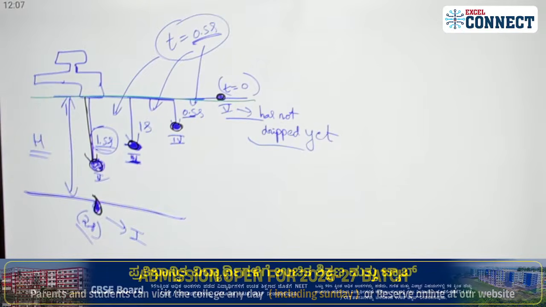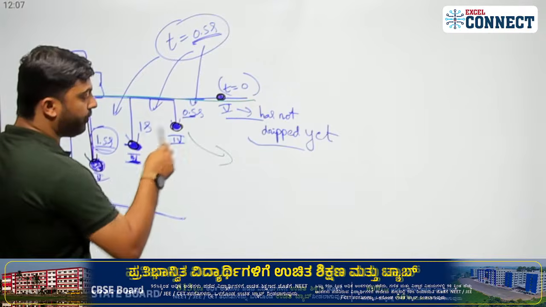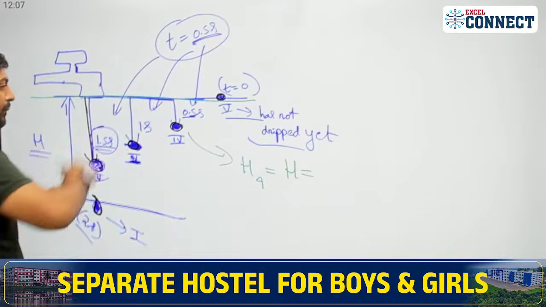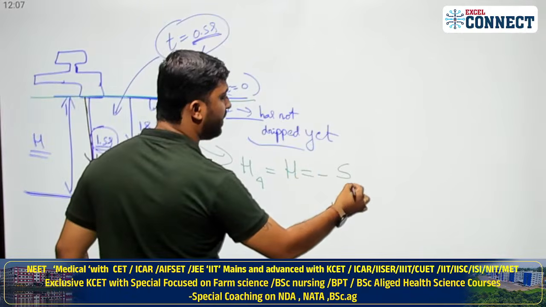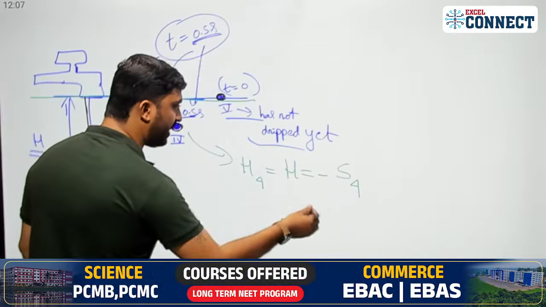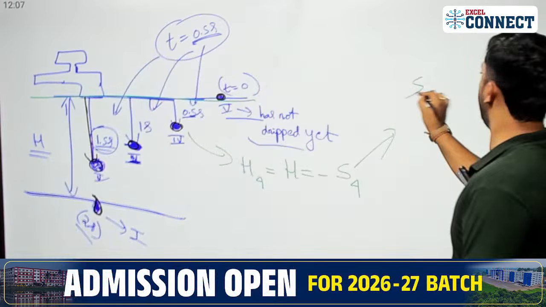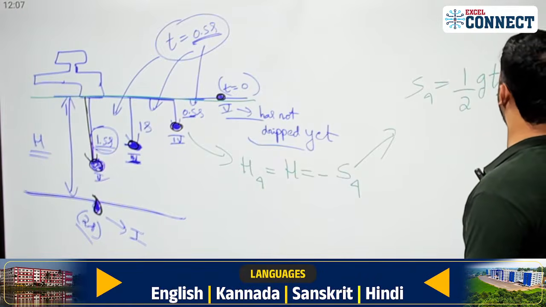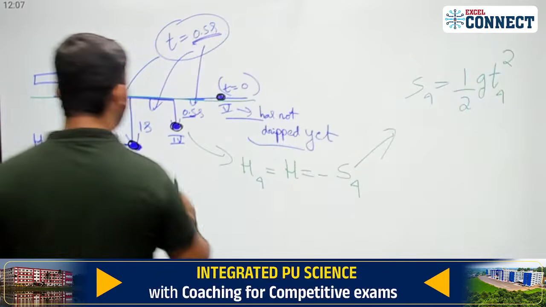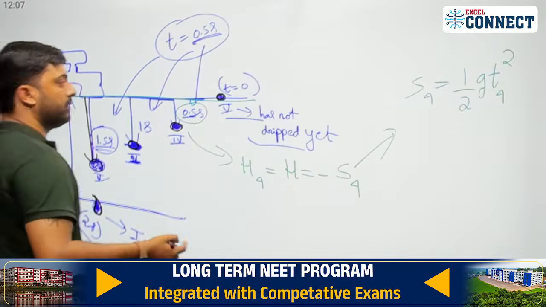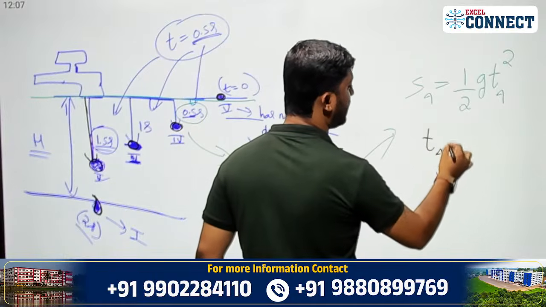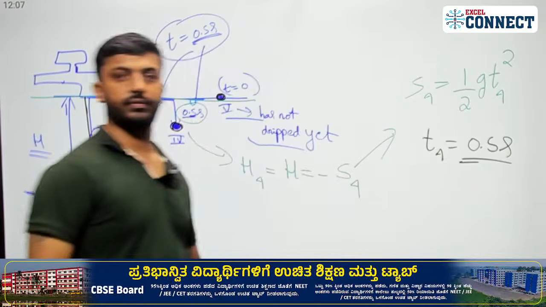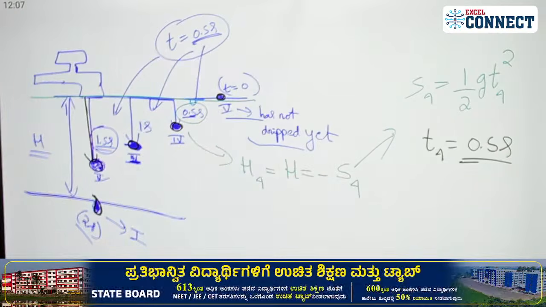If anyone asks what is the height of the fourth drop, you have to calculate the height of the tap minus the distance traveled by the fourth drop. Distance traveled by the fourth drop is half g t squared, where t is the time taken by the fourth drop. What is the time taken by the fourth drop? It is 0.5 second. This is the formula to solve this.